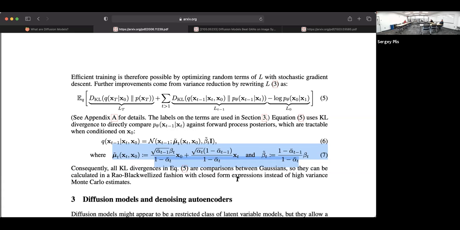No, they can do number six, they can write it down because they know the likelihood. They know what the q of xt minus one is. Right, but here, this is the mu of t minus 1, which they can get from x0, because it's in closed form. I think this is the reverse that they're trying to do here.